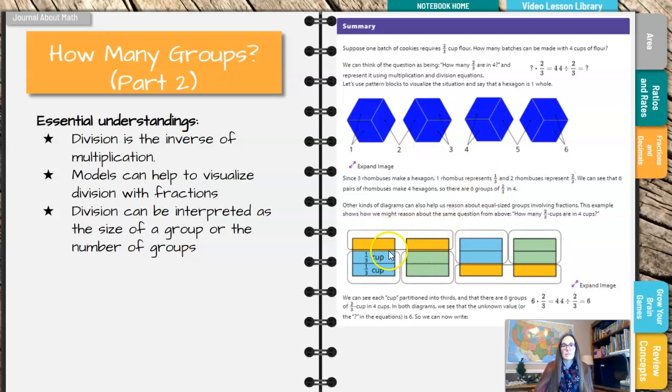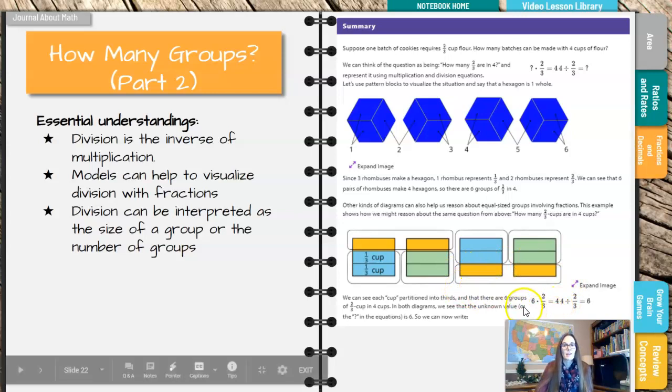Now this one models it differently. It's looking again at 4 whole things, this time squares or rectangles. Each one is broken into thirds since we're dealing with thirds as our denominator here, but we have to represent 2/3 at a time. So here's one group of 2/3, a second group, a third group, a fourth group, a fifth group, and a sixth group. So we still get that same answer of 6.